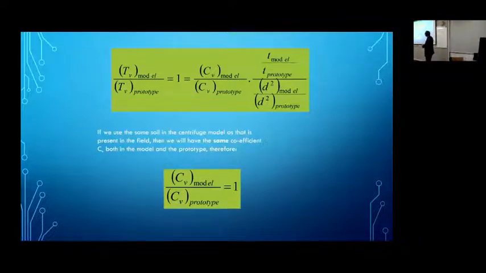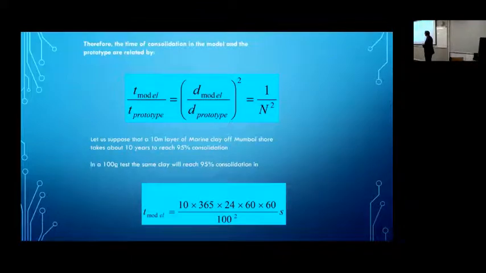The time to consolidate in the model versus the time to consolidate in the prototype, over the drainage distances squared. Now, if I work out the ratio of the time in the model to the time in the prototype for a consolidation event, then it becomes d model over d prototype, squared. And we know distance scales by a factor of n. So you plug that in and we get 1 over n squared.